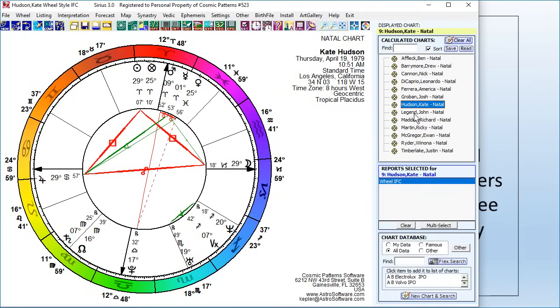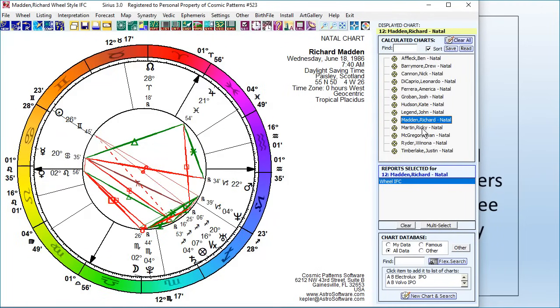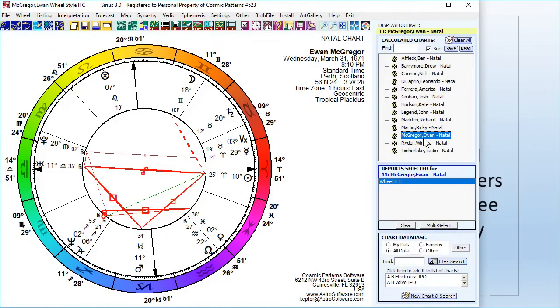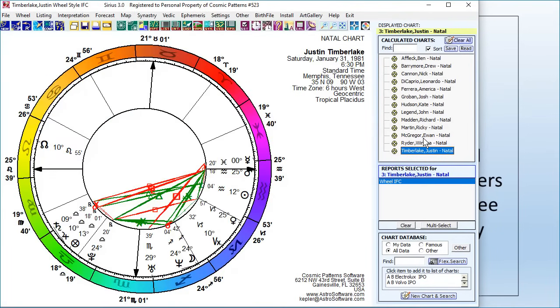I don't think I have to go through all of these other people. We've also got John Legend, the singer, Richard Madden, actor, Ricky Martin, singer, Ewan McGregor, the actor, Winona Ryder, the actress, and Justin Timberlake, the singer. Wow, it looks like he's got several probably very strong aspects. You can see how thick those lines are. But I won't go into that. I think you have the idea.